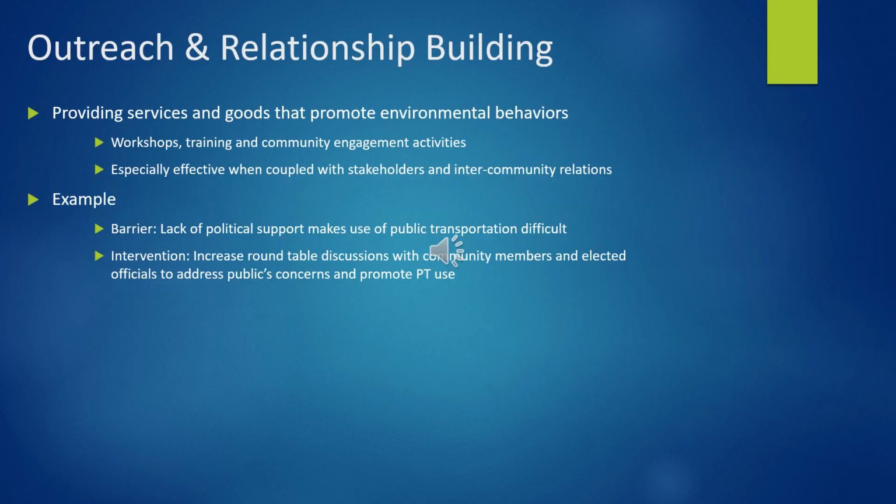Outreach and relationship building relates to providing services and goods that promote environmental attitudes and behaviors. Certain examples of intervention techniques that might be used here include workshops, trainings, and community engagement activities. The effectiveness of these techniques can be especially high when coupled with robust stakeholders and inter-community relations.